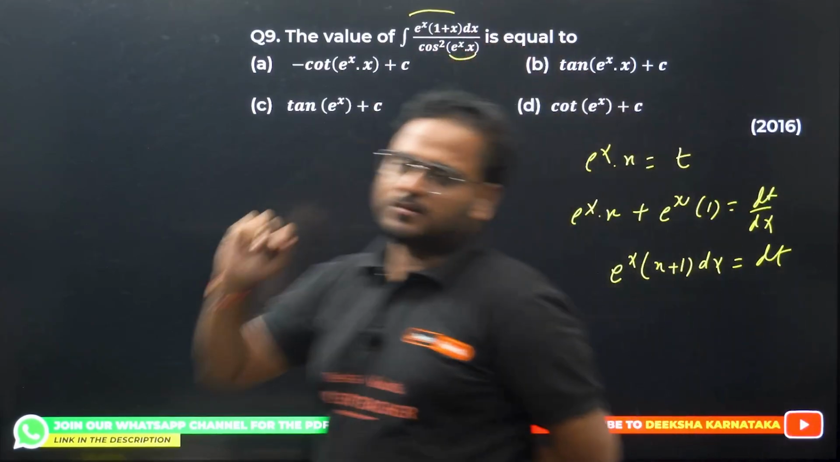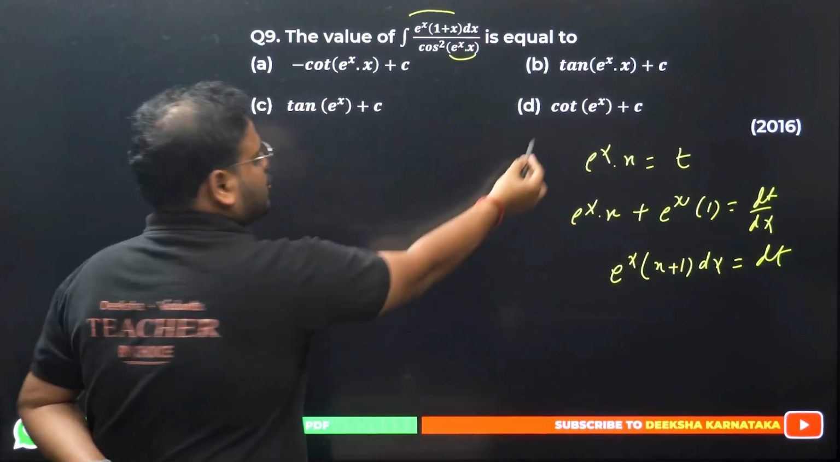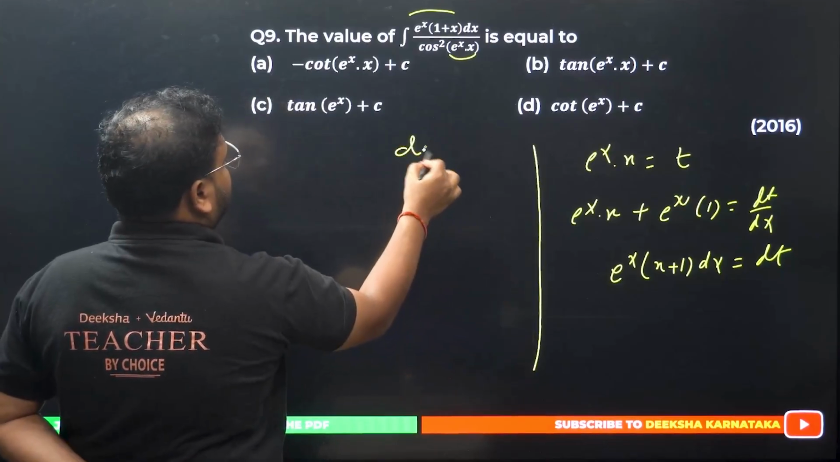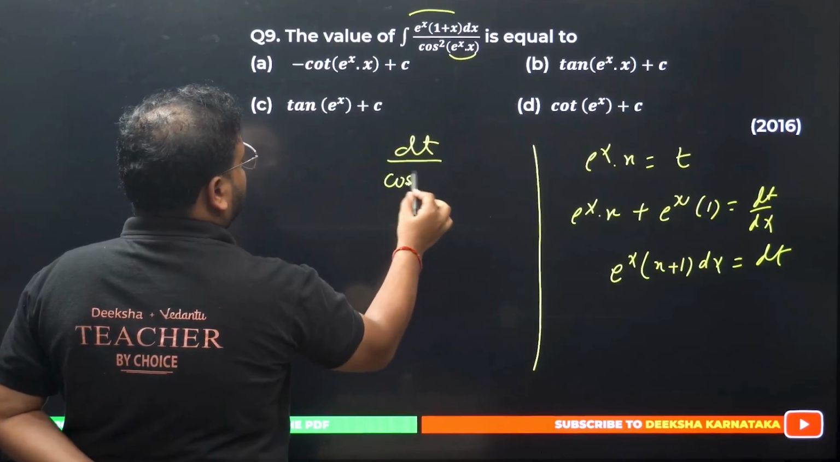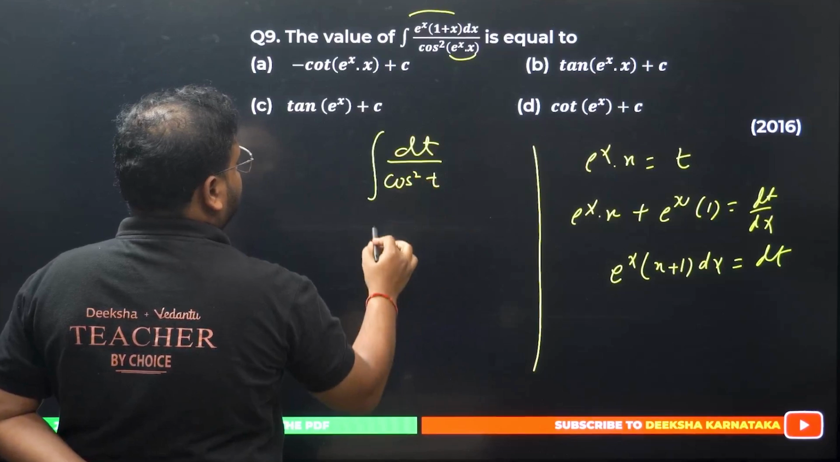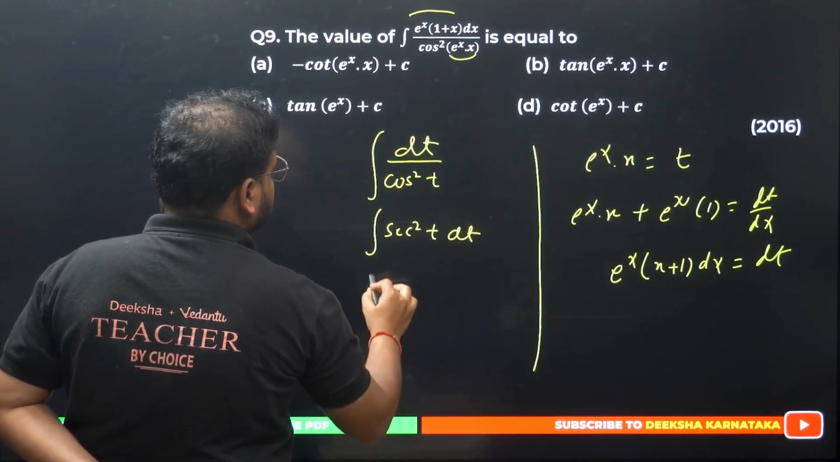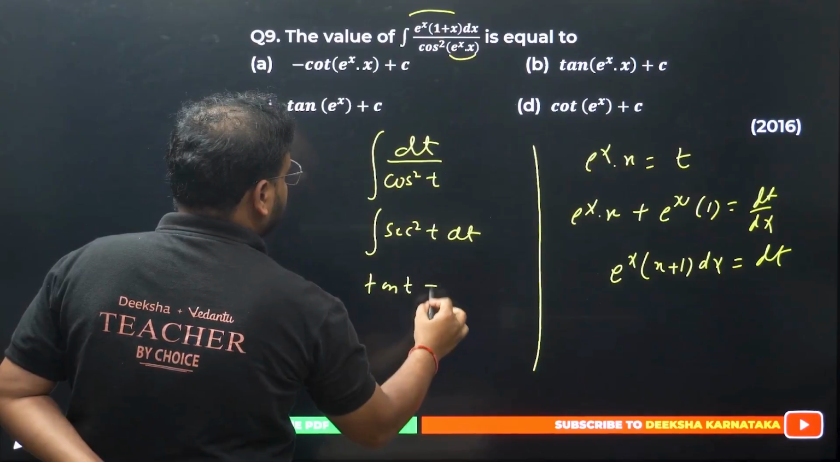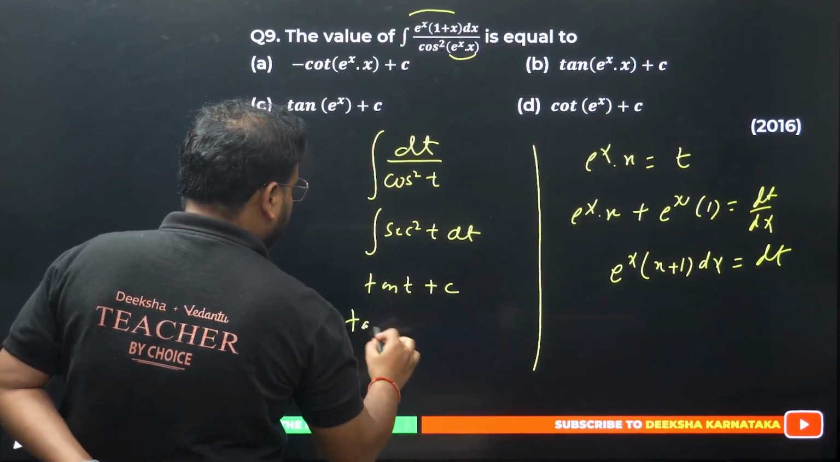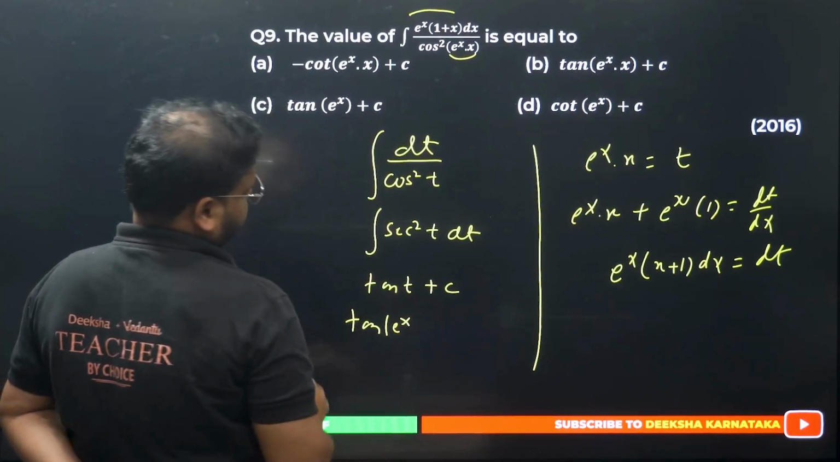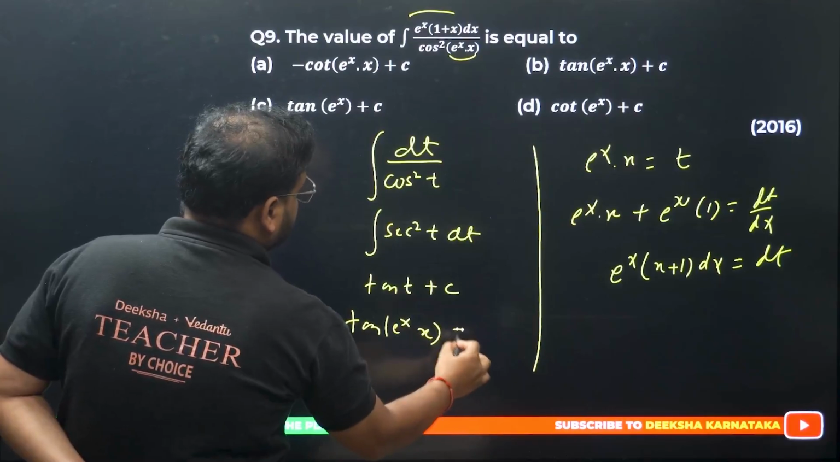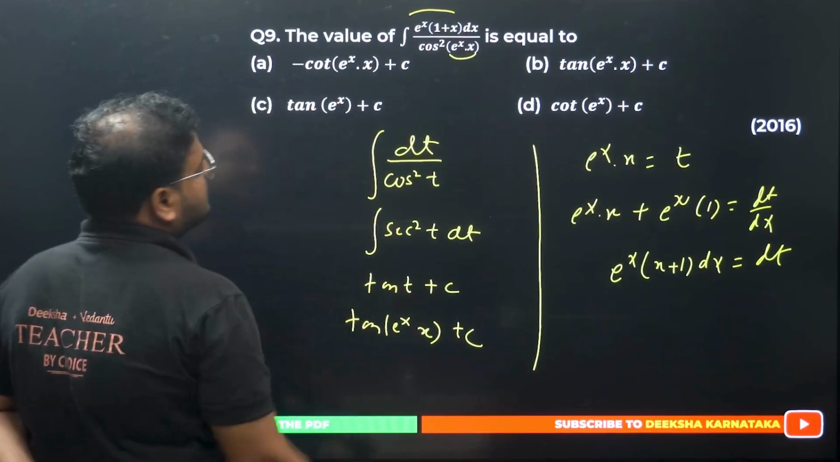The whole numerator is actually dt. What is this? Cos square t. What is this? Sec square t. What is this? Tan t. What is this? Tan of e power x times x, plus c. Option is B.